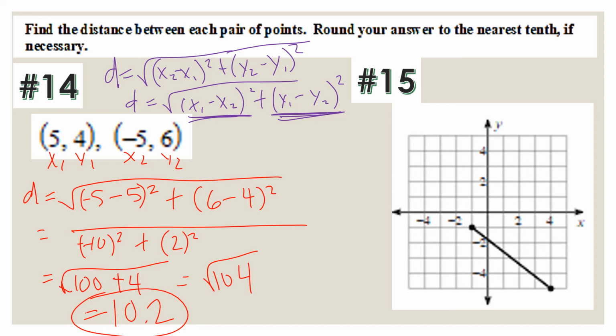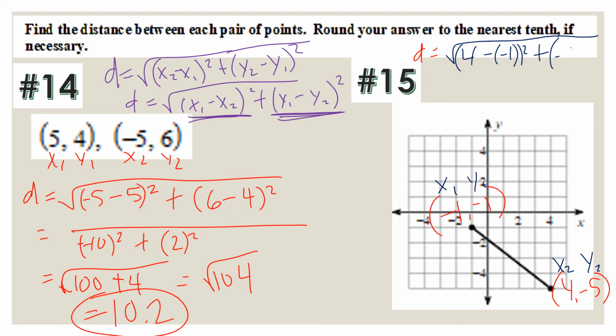For number 15, you guys have to do your points first. So one point is at negative 1, negative 1. The other point is at 4, negative 5. So I'm going to plug it into my formula. This would be x1, y1. This would be x2, y2. So distance equals x2, which is 4 minus a negative 1 squared, plus negative 5 minus a negative 1 squared.